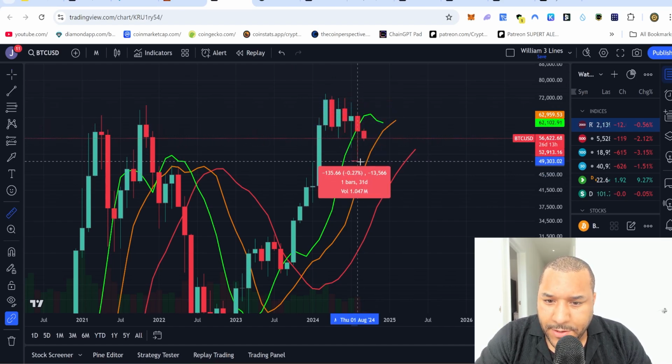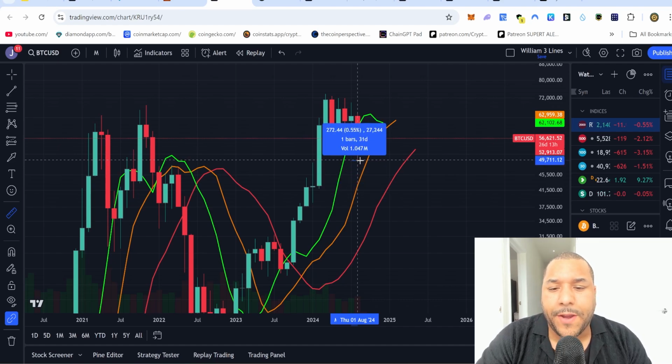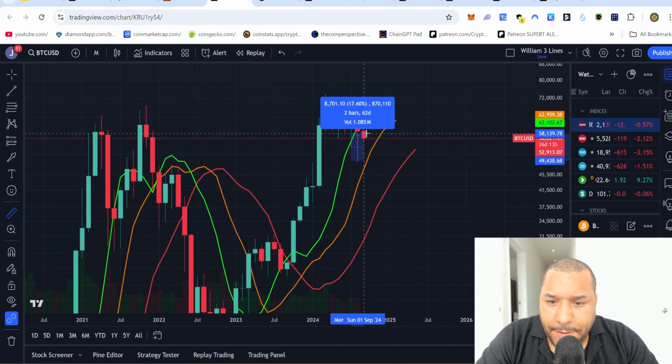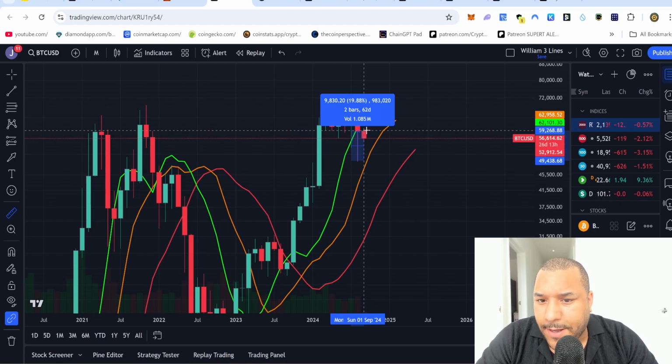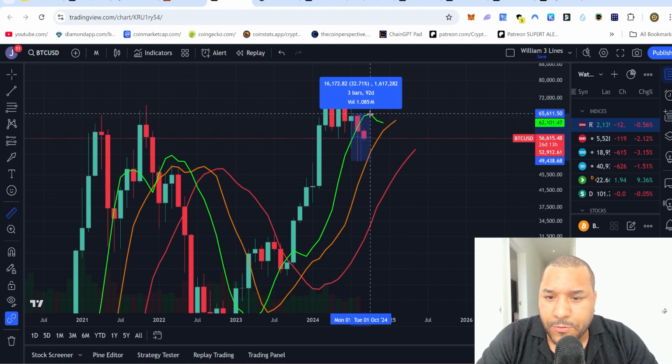So far, since the bottom, it fell down here to about 50K, 49K. So far, it did rally up. It got to about here, 19% pump. It could still come up. We could come up to this whole green line, which is 31% up, which will put it about $65,000.